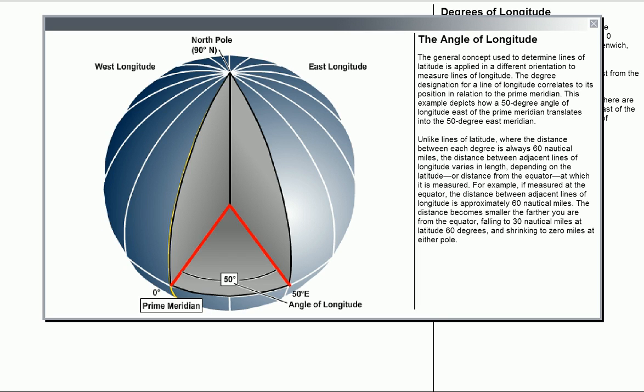For example, if measured at the equator, the distance between adjacent lines of longitude is approximately 60 nautical miles. The distance becomes smaller the farther you are from the equator, falling to 30 nautical miles at latitude 60 degrees, and shrinking to 0 miles at either pole.